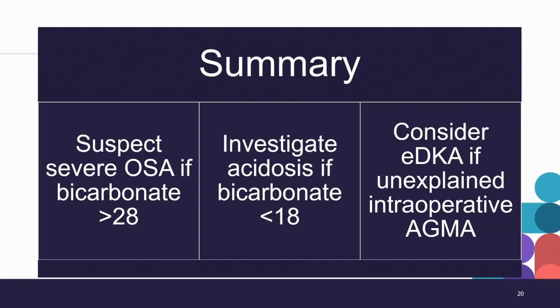So in summary, suspect a severe OSA case if you see a bicarb greater than 28 and triage that appropriately. If you have bicarbonate less than 18, you should probably investigate that acidosis before you impair that patient's ventilatory drive. And if you have unexplained intra-op anion gap metabolic acidosis, think about euglycemic DKA as a possibility if you know your patient's been taking one of our flozin drugs.